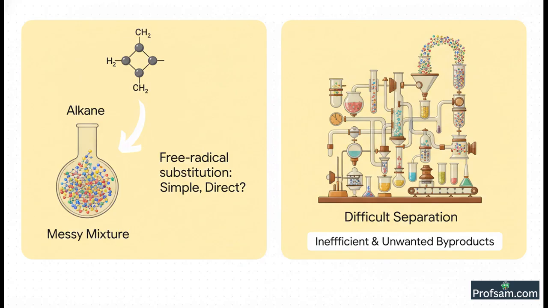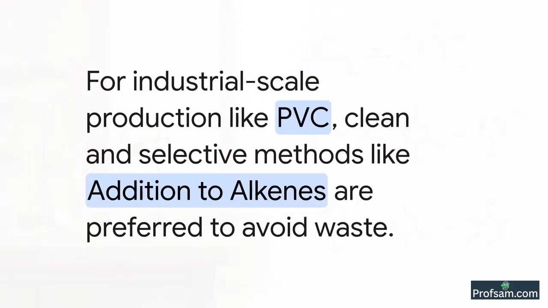to do chemistry. And let's come full circle, back to those PVC pipes we talked about at the beginning. To make the starting material for PVC, which is vinyl chloride, industry needs a process that is clean, efficient, and gives them exactly what they want every single time. They simply cannot afford to create a random, wasteful mixture. And that's why they prefer clean, selective methods like addition to alkenes.